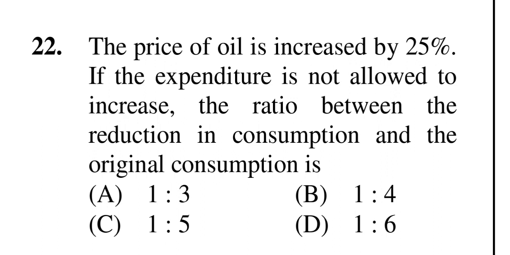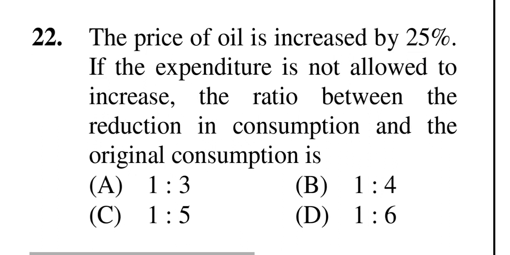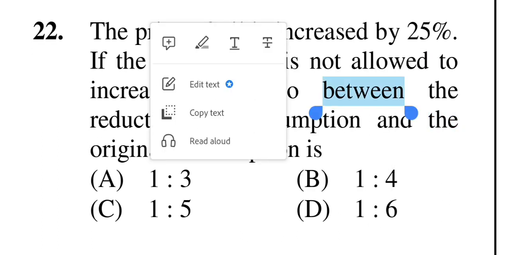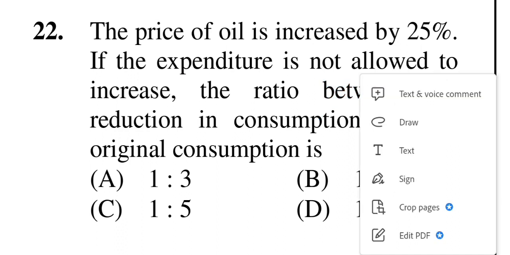1:3 maybe, or 1:3, 1:4, 1:5, 1:6. What do you think? This kind of question you have to solve through your practice. Then only it will be easy for you. So the correct answer is C, 1:5. How, I cannot tell you.